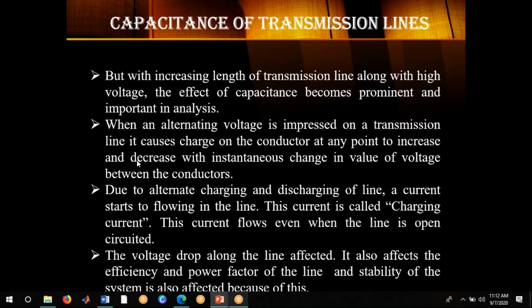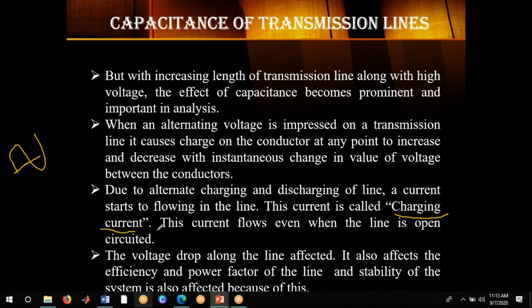Now, when the alternating voltage is impressed on the transmission line, it causes charges. Why? Because in the transmission line we get a sinusoidal waveform, right? Due to the sinusoidal waveform, the line is charging in one half period and discharging in the other. Based on these up and down conditions, there is a flow of current. That current is called charging current. So that is the most important thing. You may get 2 marks for it.